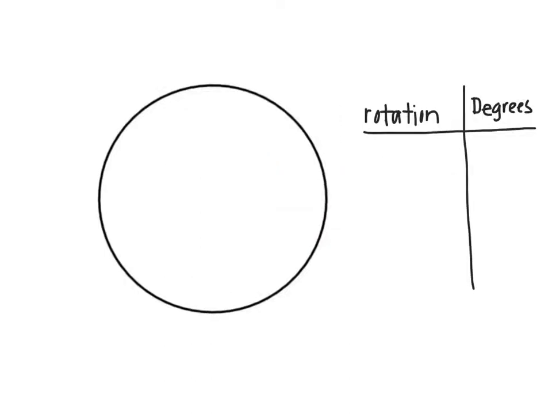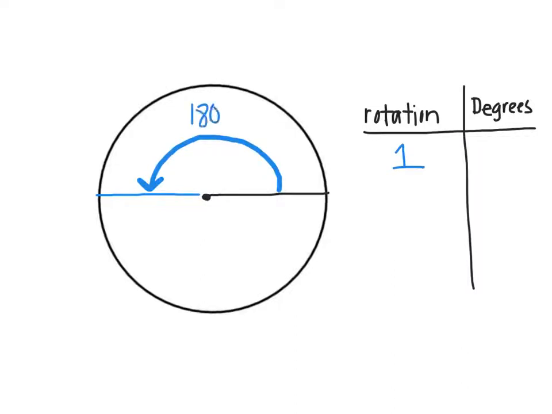Now let's take a look at a different benchmark angle. So first we started with a full circle, right? We always draw our center point and draw a line out. So now we're going to start at the same point but this time we're going to stop halfway through. So this is one rotation, and I know that there are 180 degrees in a straight line or a straight angle.